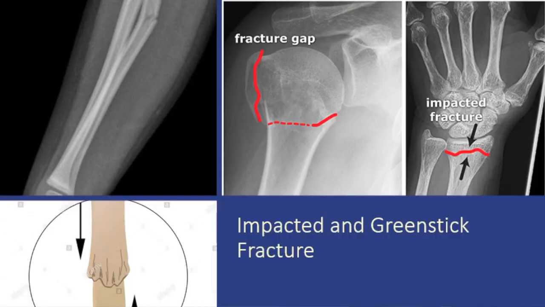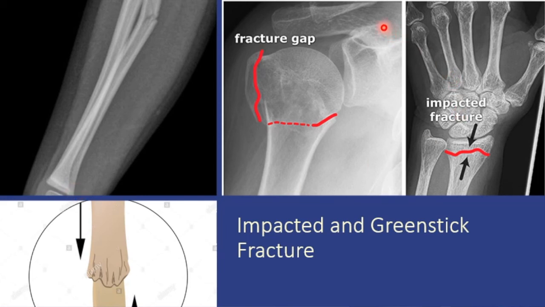Then you have, class, your impacted and greenstick fracture. Okay, class, this is an illustration of an impacted fracture. Now, what happens in an impacted fracture is that the broken ends of the bone are forced into each other, or driven forcefully to one another. Okay, class, it's as if one bone is compressing into another bone. Okay, take note of that.